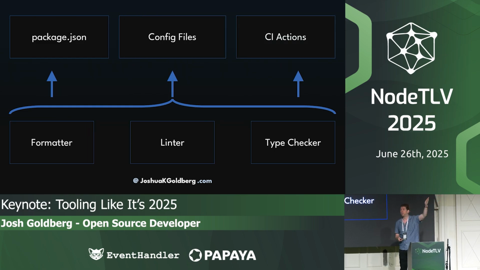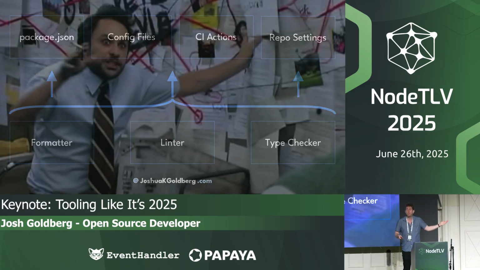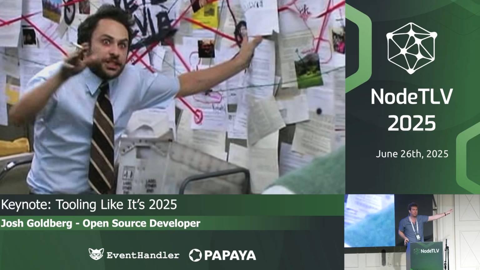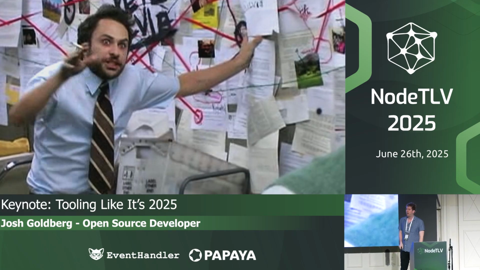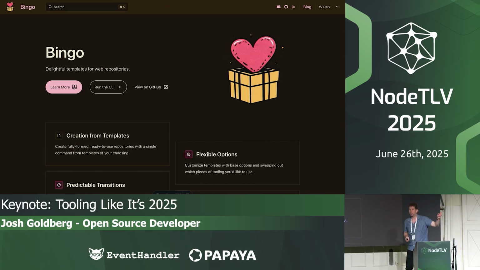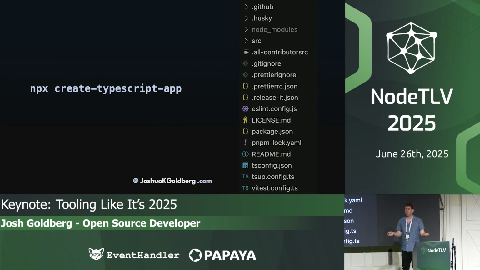Plus, it's not just config files. You might make a YAML file for your CI actions. And then what if you want to send network requests for your GitHub repo settings? You end up looking like Charlie from It's Always Sunny because you have these interconnected dependencies. It's a whole thing. So, a few thoughts here. I make a framework called Bingo, which is a really, I think, nice way to set up these interconnected block dependencies. I use Bingo to make Create TypeScript App, which will set a lot of this up for you.